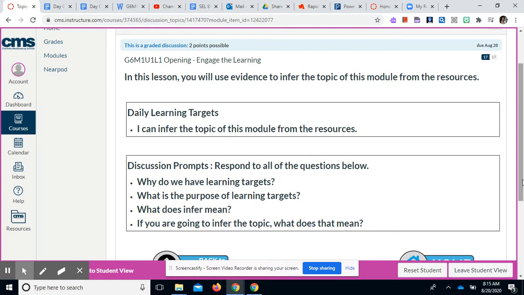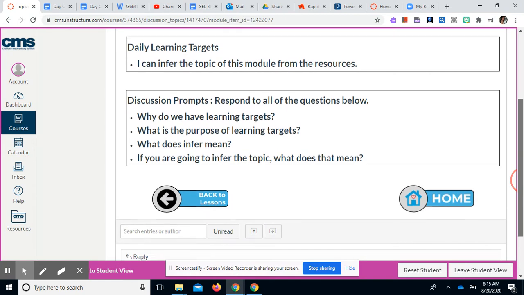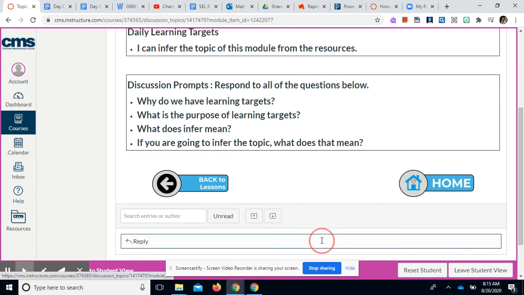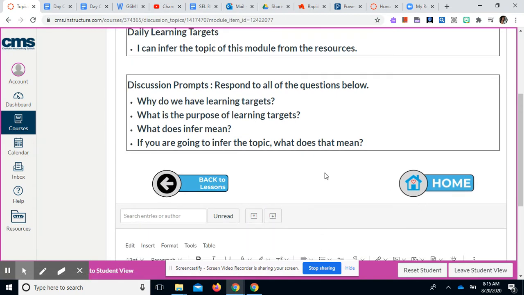It says, in this lesson, you will use evidence to infer the topic of this module from the resources. Our daily learning targets, today we were going to infer the topic of the module from the resources. And then we had discussion prompts. And your first assignment is to respond in the text box below what your answers are to these discussion prompts.